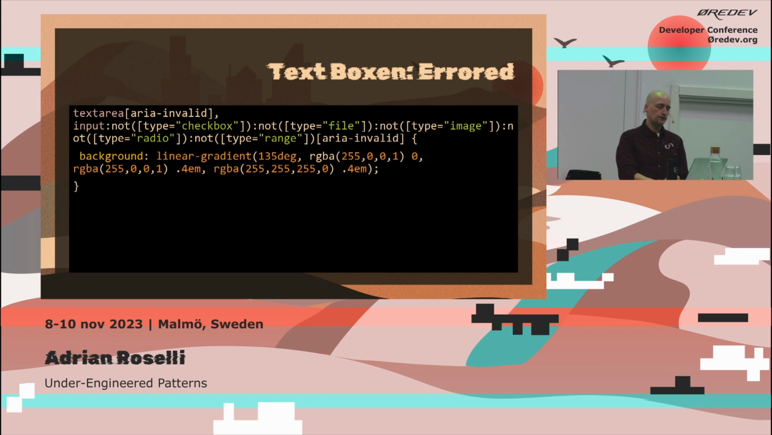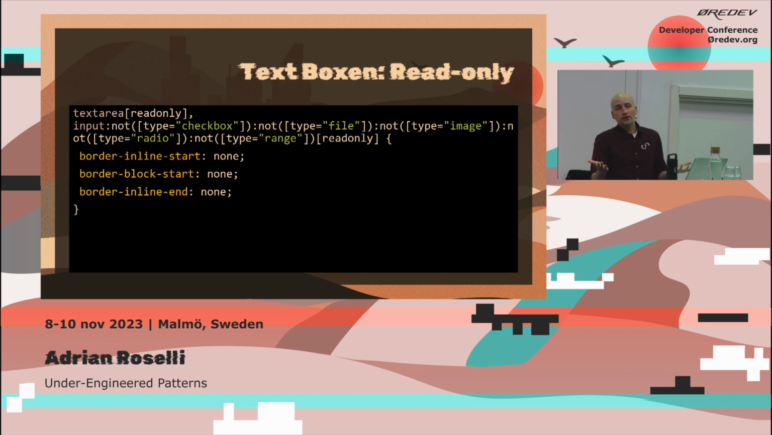I use ARIA invalid in my selector instead of just :invalid, because if you're using :invalid, that implies that you're relying on browsers for error handling and error messages. Don't do that. I have a whole talk about that. Just don't do that. But if you're already doing it, hey.